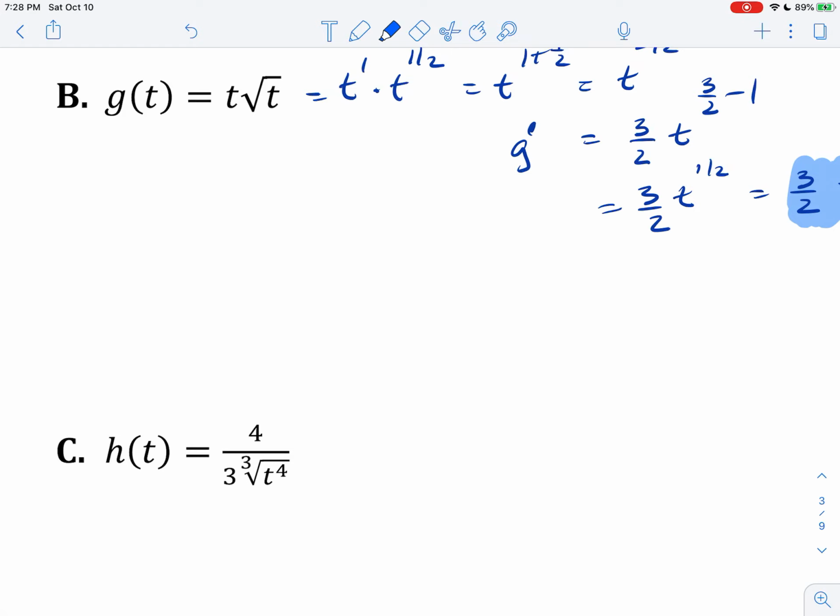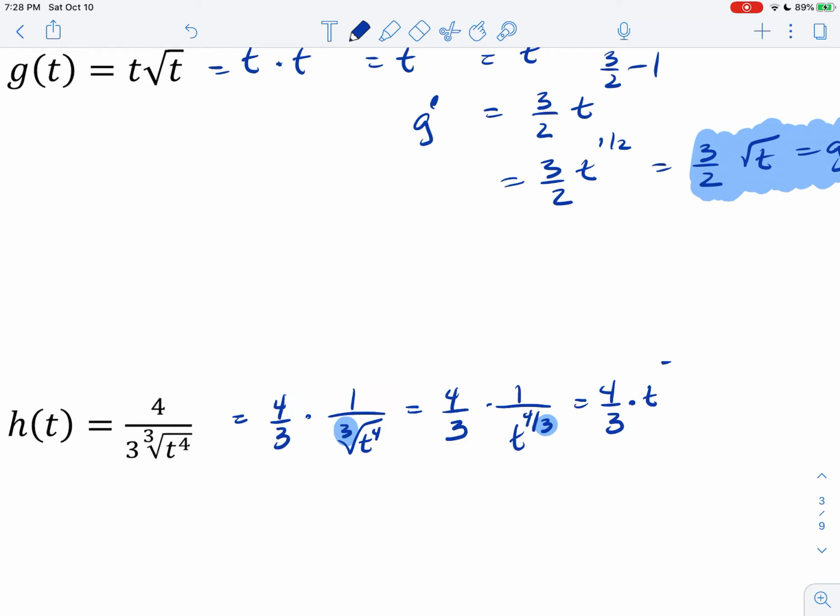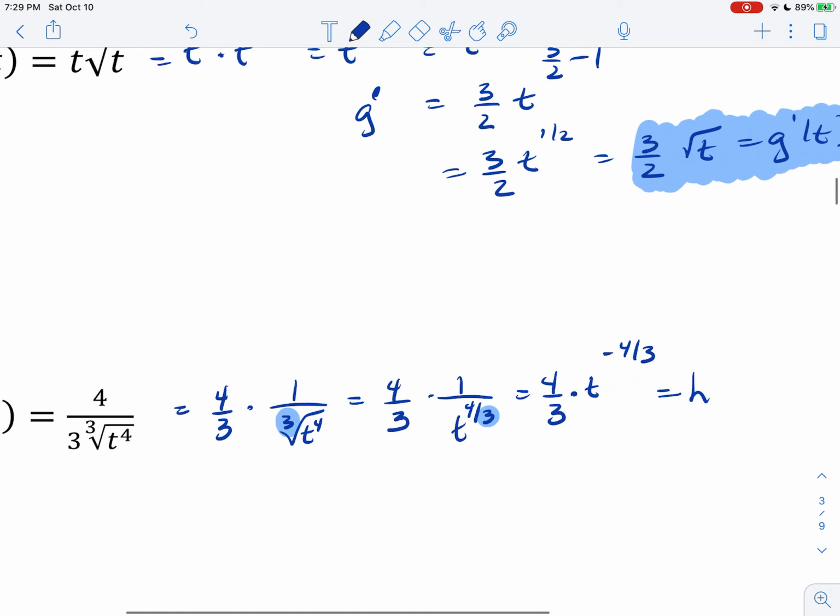How would we do this one? Remember, your index is always your denominator. So I can rewrite this as 4/3 times 1 over the cube root of t to the 4th. I can say that this is 4/3 times 1 over t to the 4/3, recalling that your index is the denominator of your radical. And then I can change this to 4/3 times t to the minus 4/3, and that is my h.